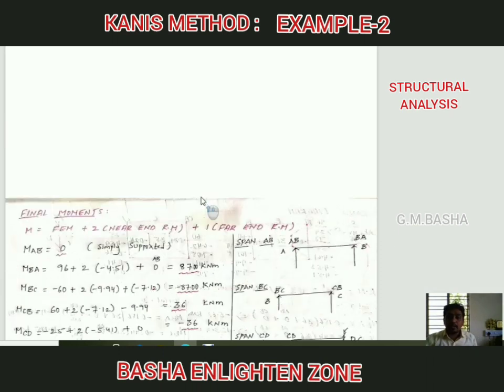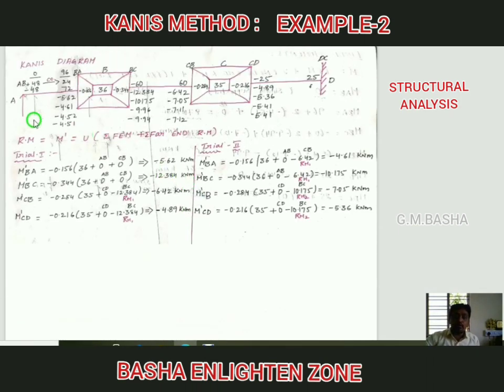On simplifying this one, you will get 87 kilonewton meter. Friends, why I am saying this: while calculating the final moments, you divide the individual spans and then calculate, otherwise you will get confused. While calculating rotation moments for BA, both AB and CB are the far ends. But while calculating final moments for BA, you can divide the individual spans, then for BA only AB is the far end. That is the major difference I am telling here.